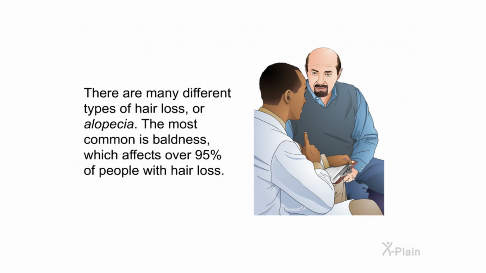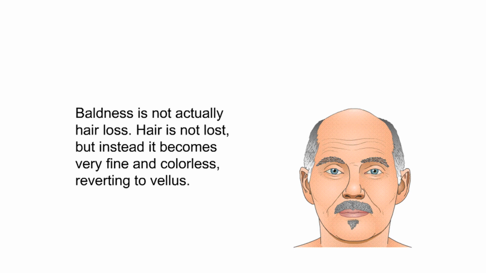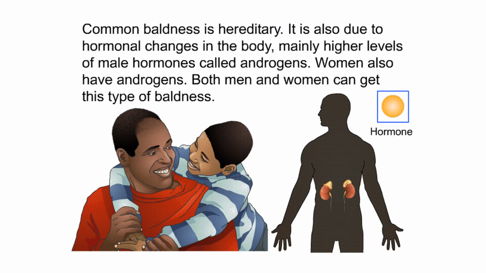Types and causes. There are many different types of hair loss, or alopecia. The most common is baldness, which affects over 95% of people with hair loss. Baldness is not actually hair loss. Hair is not lost, but instead it becomes very fine and colorless, reverting to vellus. Common baldness is hereditary. It is also due to hormonal changes in the body, mainly higher levels of male hormones called androgens. Women also have androgens. Both men and women can get this type of baldness.